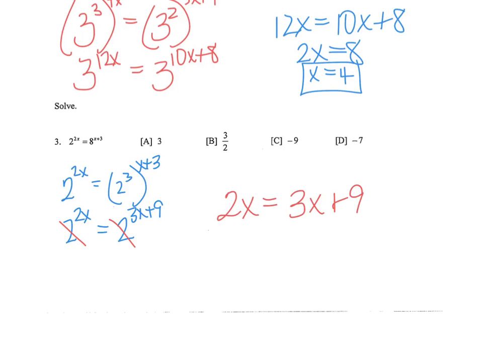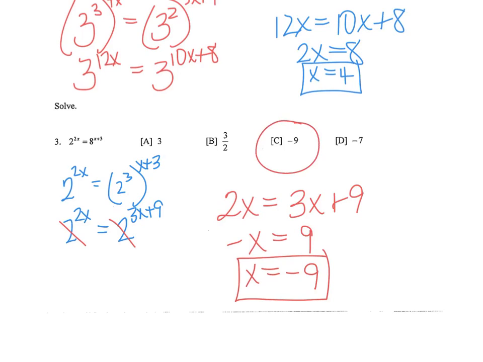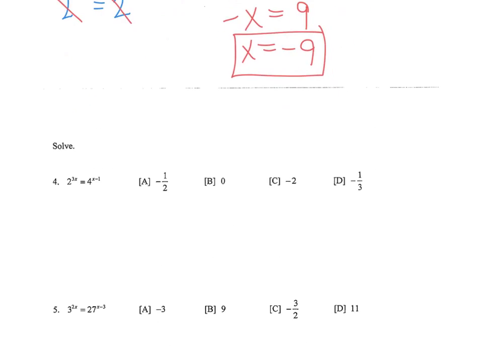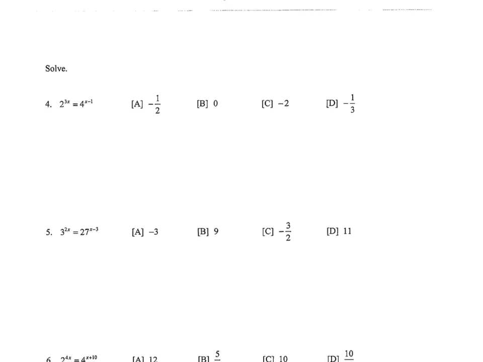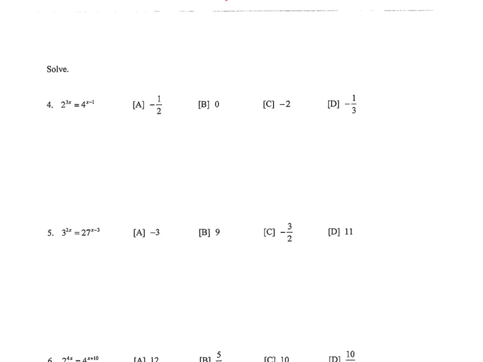I want to move 3x to the other side. Negative x equals 9, and divide both sides by negative 1. So x is negative 9. That's C. How about you give number 4 a try? Pause the video and give number 4 a try all on your own.